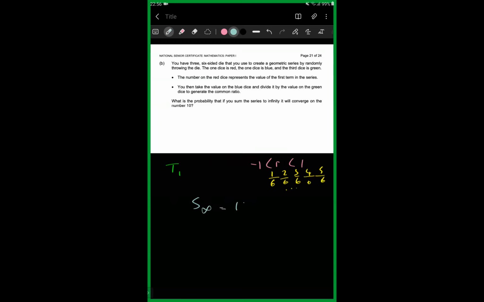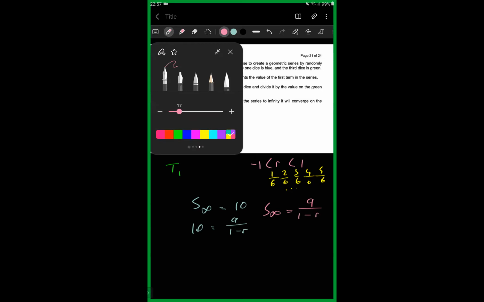It just means that 10 is equal to a over 1 minus r, because remember, the sum to infinity formula says that a over 1 minus r is what you have as the sum to infinity.